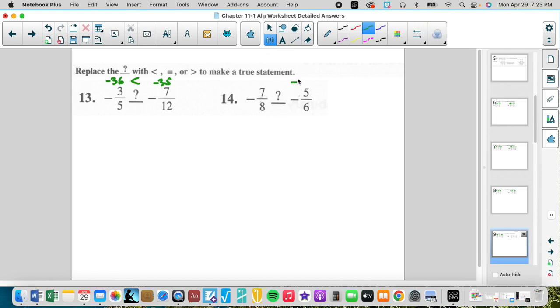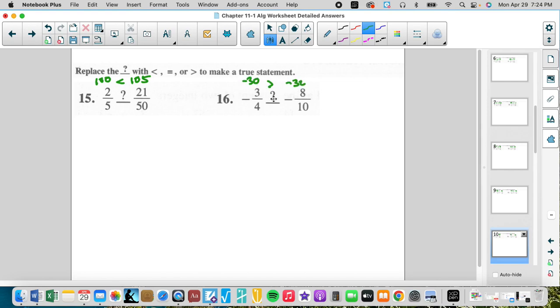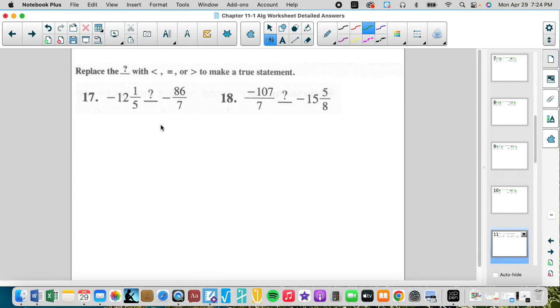So again, we're going to put those negatives up top. 8 times negative 5 is negative 40. This is negative 42. So this is going to be greater because it's negative. Nice little trick. 105, that is 100, that's greater than, that's negative 32, that's negative 30, so that's greater than. Oh, good, I like this. So 5 times 12 is 60, so this is actually negative 61 fifths, negative 86 sevenths.